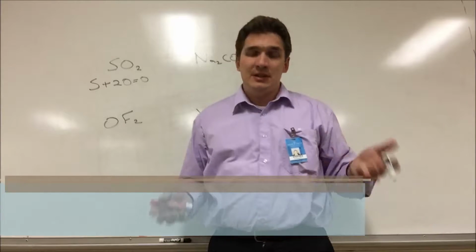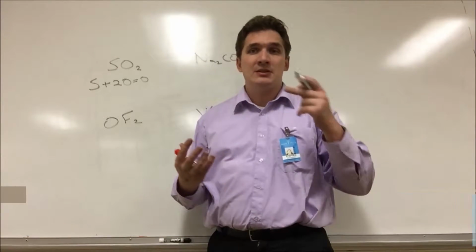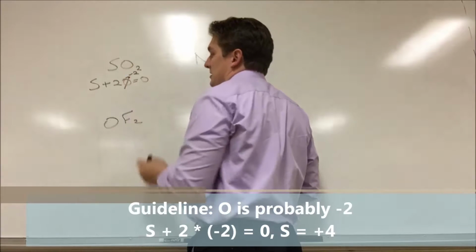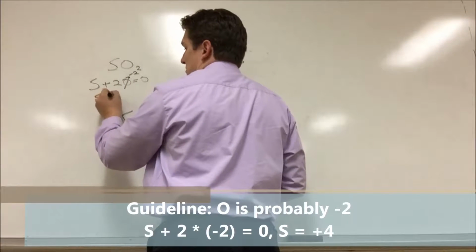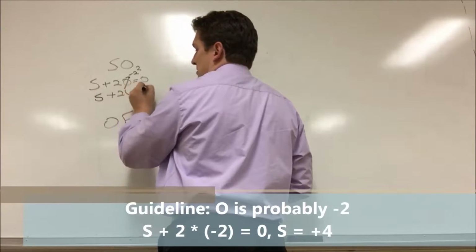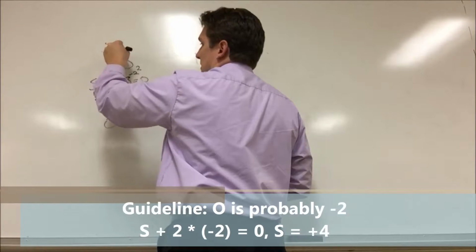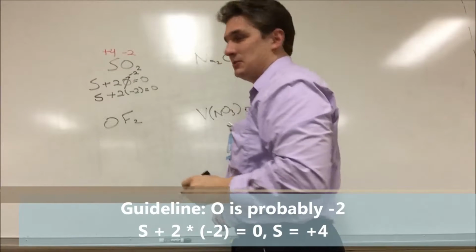So oxygen, taking on negative charge, takes 2 electrons to get to the neon configuration. So we're going to guess a -2 charge on oxygen. This tells us the charge on sulfur plus twice the charge on oxygen should give us 0. So this gives us sulfur at +4 and oxygen at -2.